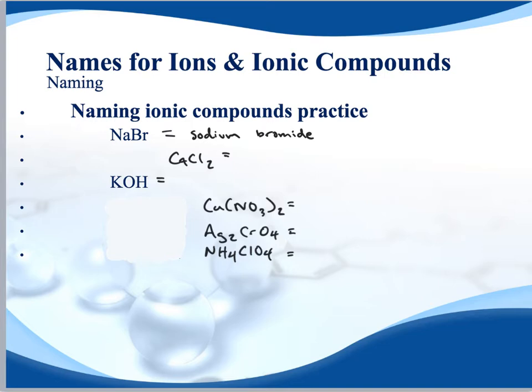CaCl2: the name of the cation is calcium. And the name of the anion, well, again, it's monatomic, even though there's 2 of them. It doesn't matter. There is only one type of atom, one element. It's chlorine, so we're going to change that from chlorine to chloride, monatomic, so calcium chloride. KOH: this time we're going to name the cation first, and that is potassium.